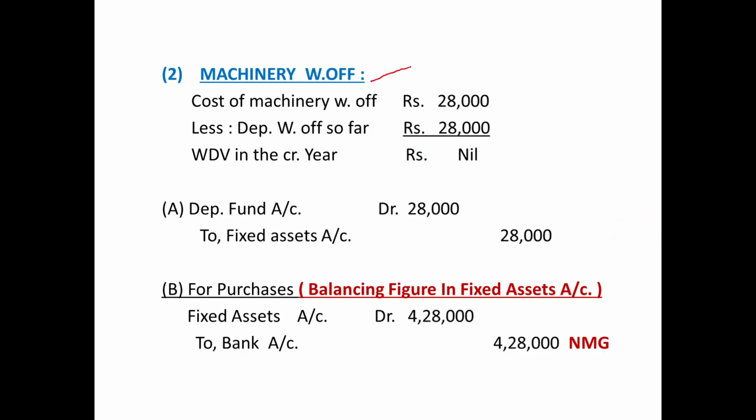Working note, machinery written off. Cost of machinery which was written off in the current year 28,000.